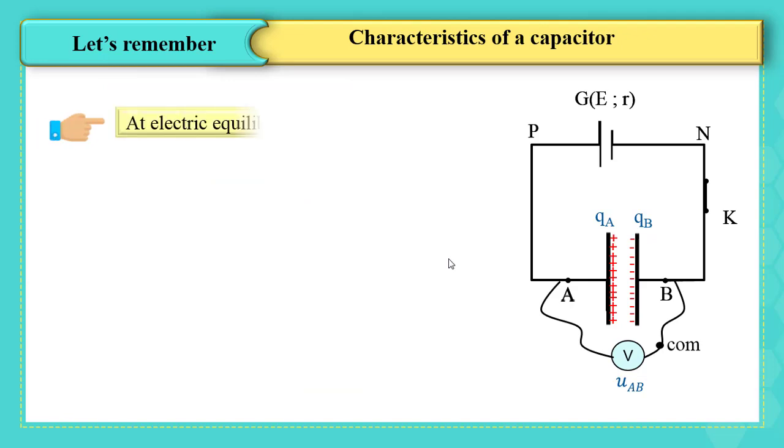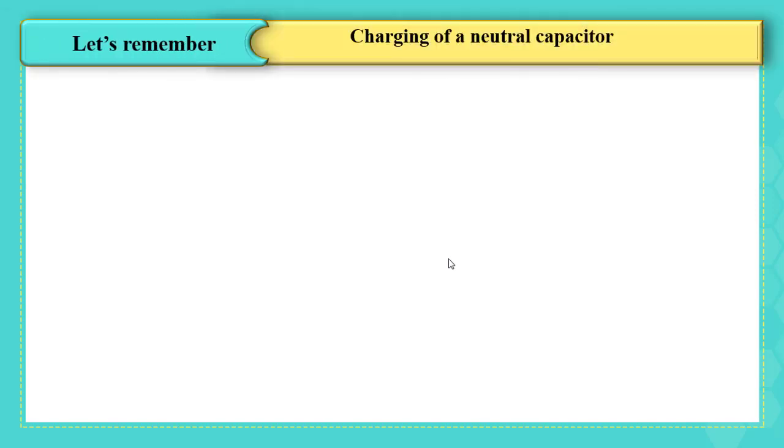At electric equilibrium, when the capacitor is fully charged, the current in the circuit is 0. And UAB, the voltage across the capacitor, is equal to UPN, the voltage across the generator, which is equal to E, the electromotive force of the generator. Charging of a neutral capacitor.